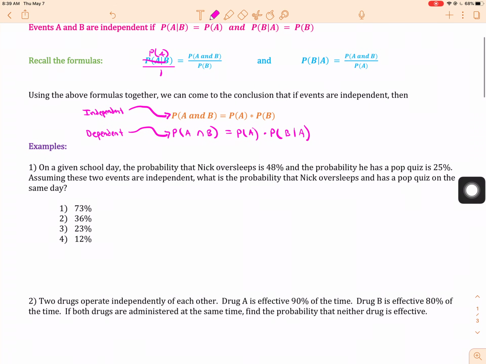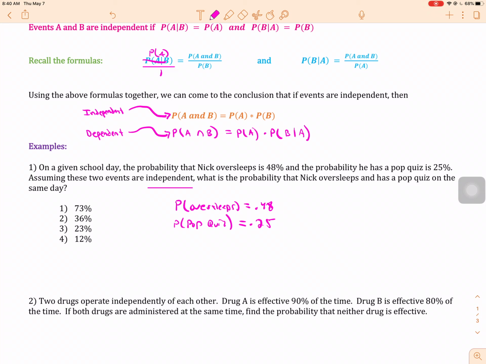So let's look at some examples of how we use this new rule for independence. On a given school day, the probability that Nick oversleeps is 0.48. And the probability that he has a pop quiz is 0.25. Assuming these two events are independent. So think about that. Are they independent? Does him oversleeping have anything to do with whether a teacher is going to give a pop quiz? They're saying no, it's completely independent.